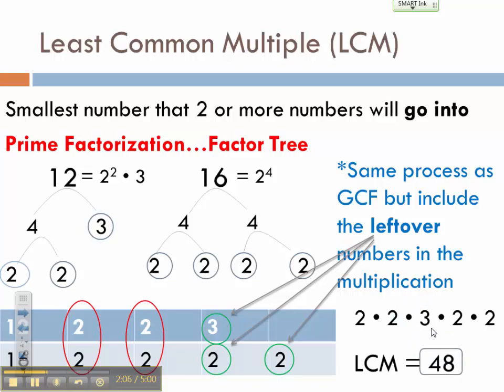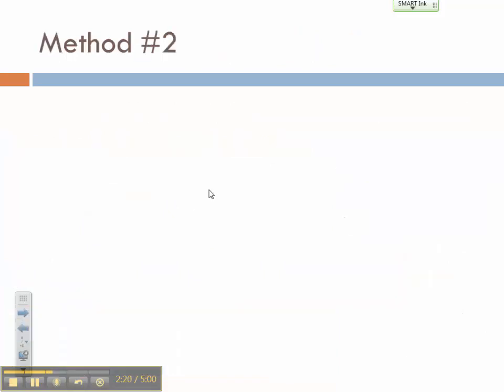So what are we saying? We are saying that 48 is the smallest number that 12 and 16 go into. The smallest number that they will go into. Pause it if you have to get that written down.